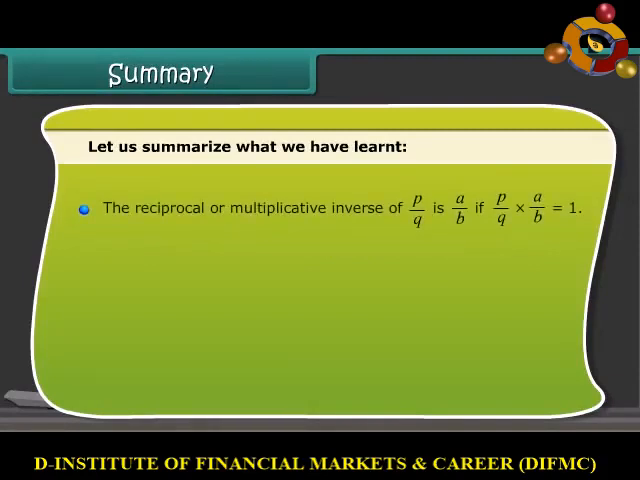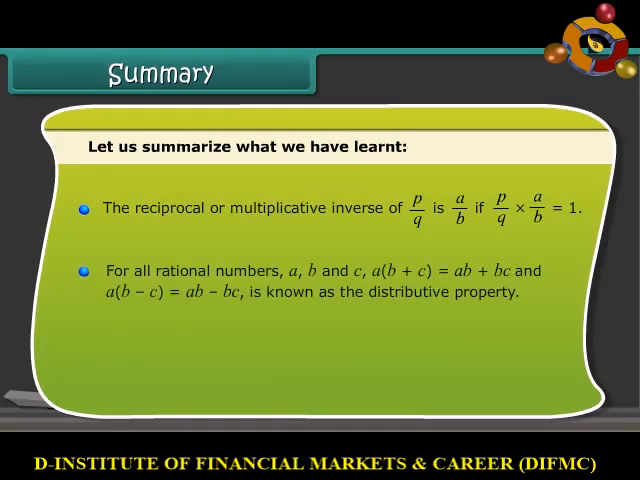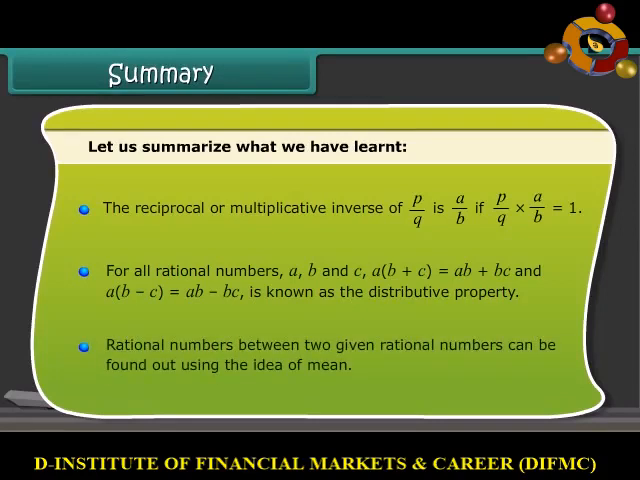The reciprocal or multiplicative inverse of P upon Q is A upon B if P upon Q into A upon B is equal to 1. For all rational numbers A, B and C, A into B plus C is equal to AB plus AC, and A into B minus C is equal to AB minus AC, known as the distributive property. Rational numbers between two given rational numbers can be found out using the idea of mean.